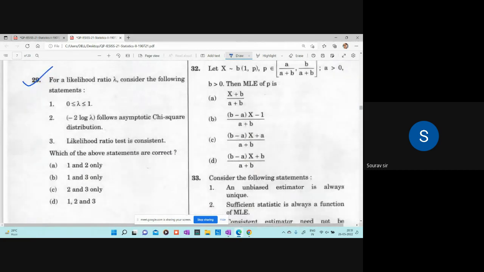Okay, this one. For a likelihood ratio test, you know these two are very obvious statements: that the lambda used in the likelihood ratio test is going to be within 0 and 1 or not. They are asking whether this will asymptotically follow a chi-square or not, and whether the likelihood ratio test is consistent or not. Obviously, all the statements are true corresponding to a likelihood ratio test. So obviously, option D is the correct answer.